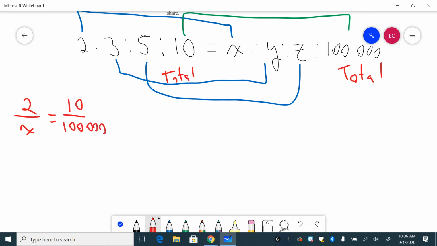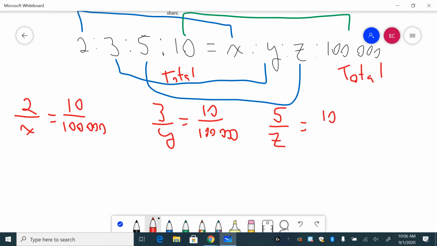But I'm going to set up the other two as well. So you've got 3 over Y equals, again, use the 10 over 100,000. You can't have a different letter there, otherwise you'll get stuck. And then I'm going to do the 5 over Z, third with third, and again, I'm going to use the 10 over 100,000.